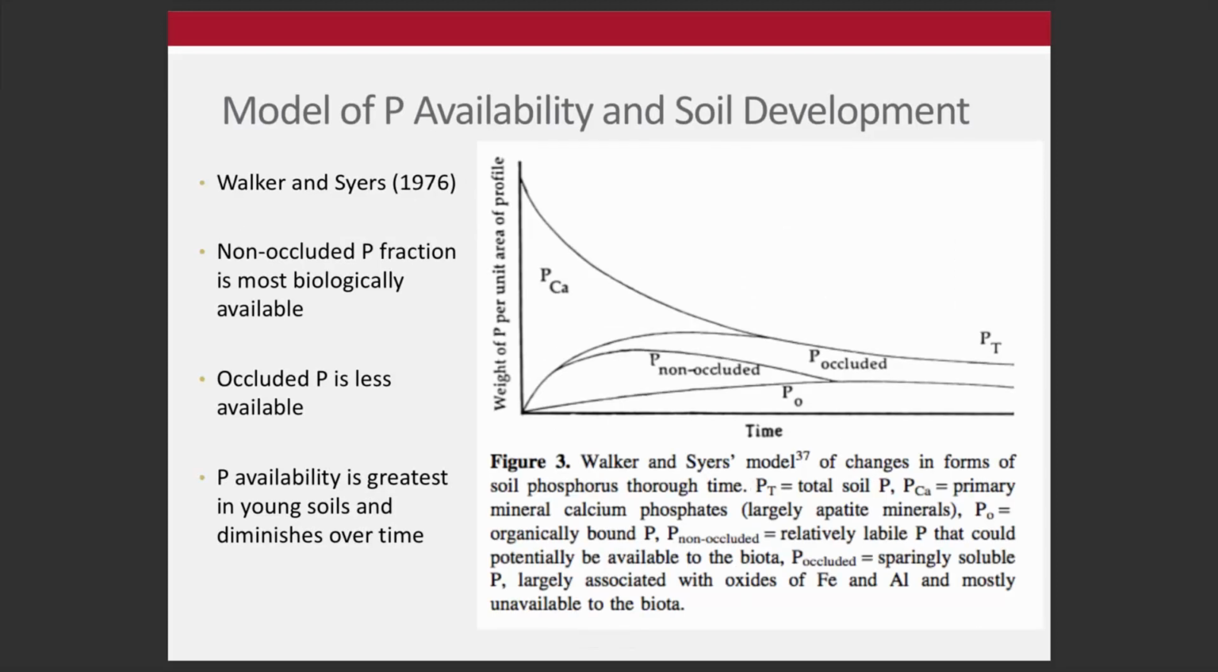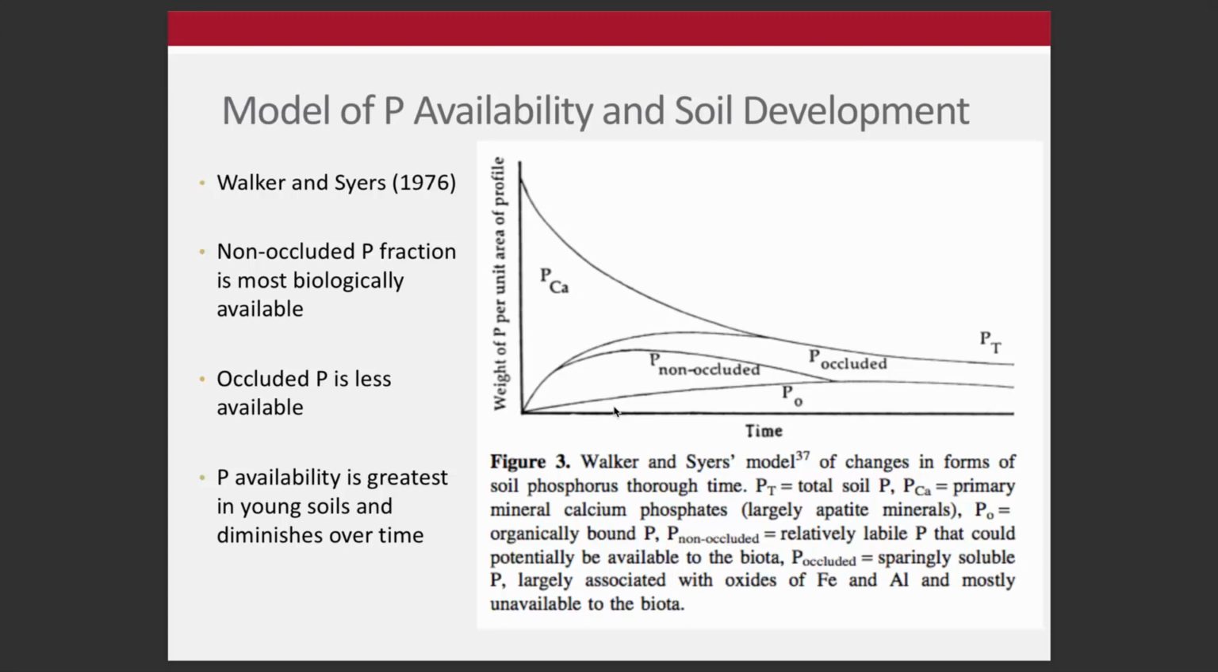Now, an important model for phosphorus development and soil development was proposed over 40 years ago by Walker and Syers, and it's this idea of soil weathering and then the form and fraction of phosphorus that occurs. Okay, and this is from their original publication, and this is really a percentage of that phosphorus fractionation over time.